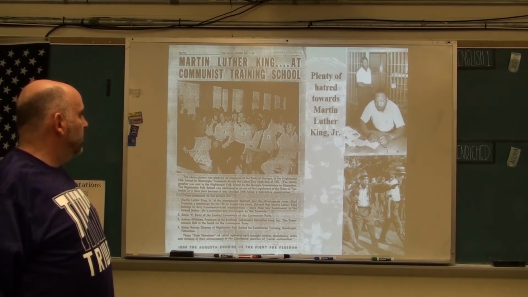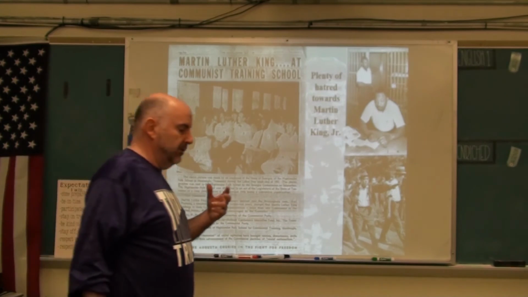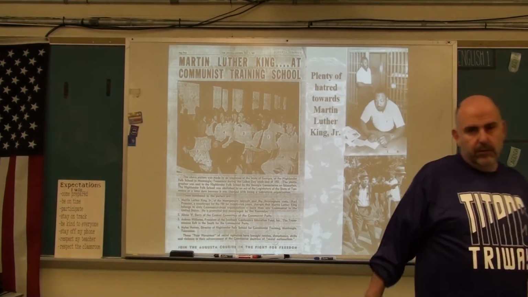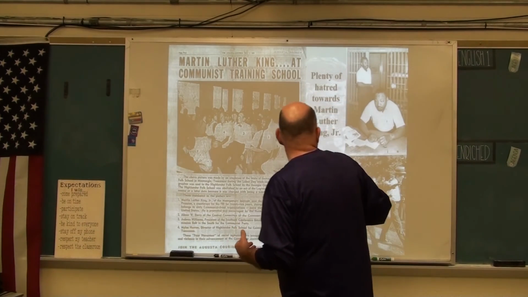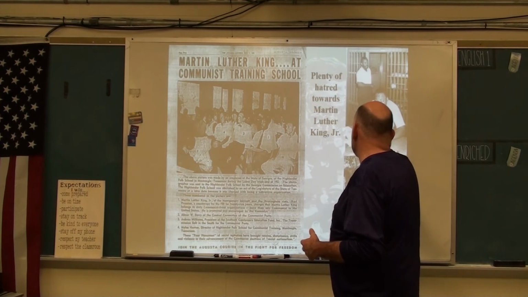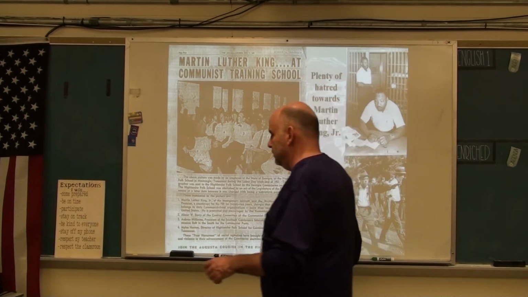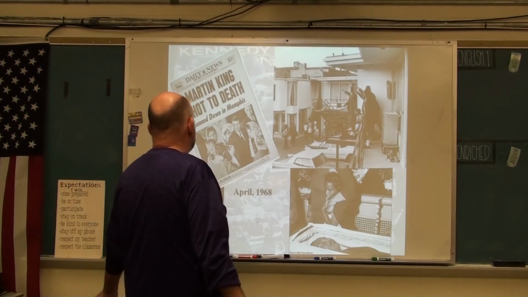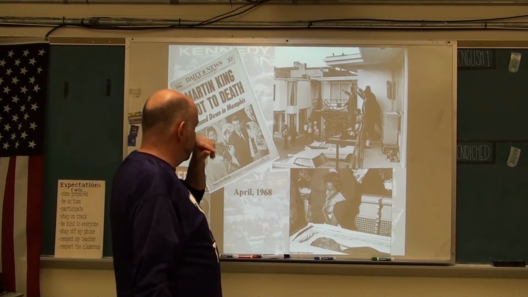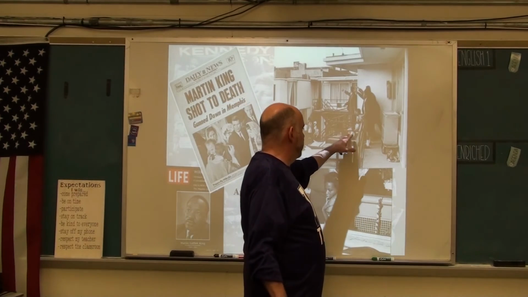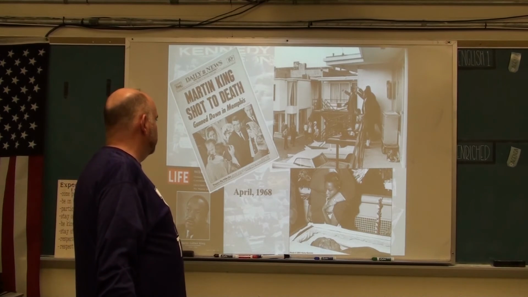During this time, Martin Luther King, there's plenty of hatred coming his way as he becomes a national figure coming out of the 1963 March on Washington. They're accusing him of being a communist. He's been arrested several times for leading these nonviolent protests. This would culminate in 1968. He is shot to death in April of 1968 in Memphis, Tennessee, while standing on the balcony of his hotel. He's killed by a man named James Earl Ray.